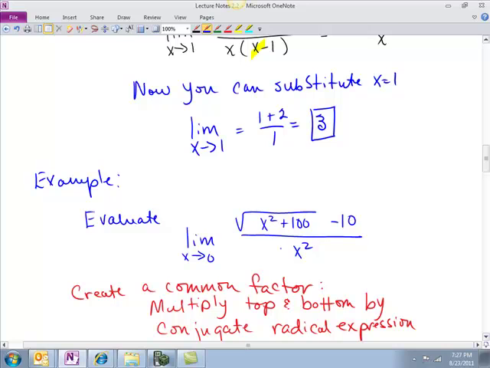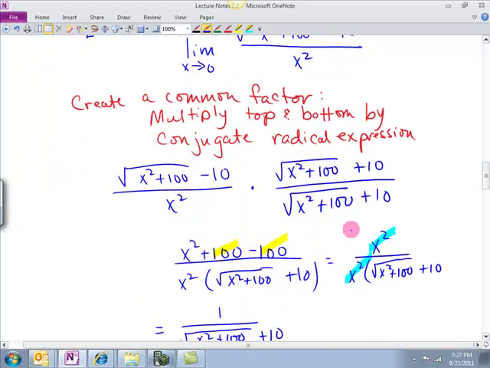What is a conjugate? The opposite sign. So it would be square root of x squared plus 100 plus 10. And we can do that because we're going to multiply on top and bottom. So here I go. This is the conjugate. If I do that over itself, that's just like multiplying by 1, and I'm allowed to do that. When you multiply by conjugates, the reason you do that, what happens? You eliminate a middle term, okay?